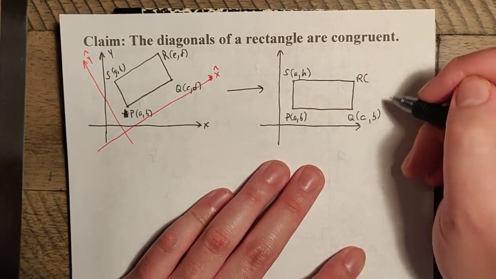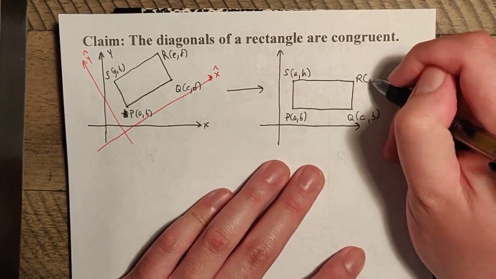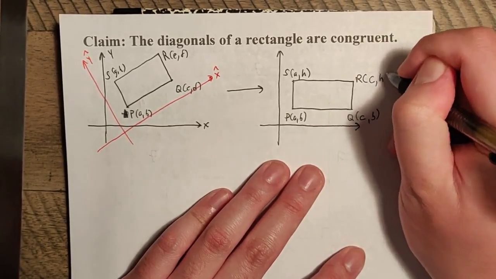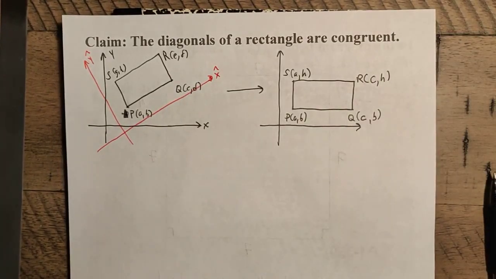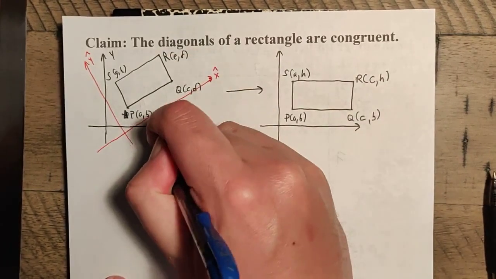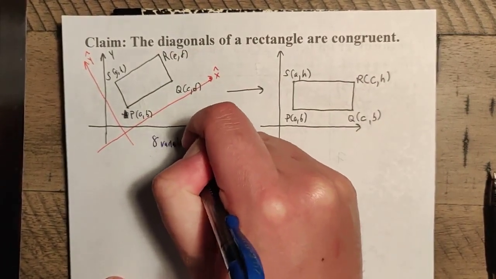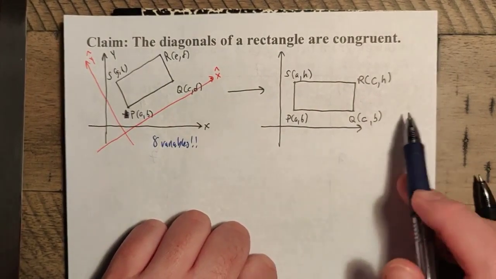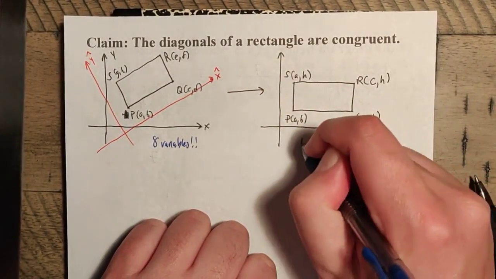And R is actually now completely determined. It's going to inherit the X coordinate of point Q and the Y coordinate of point S. So now it becomes this. Notice what happened here. Over here, we had 8 variables. But here, we only have A, B, C, and H. There are only 4 variables now.